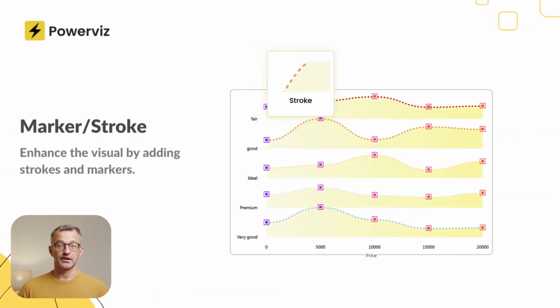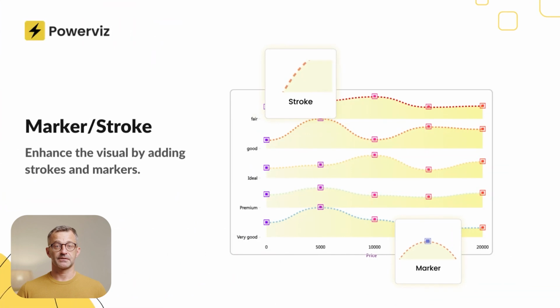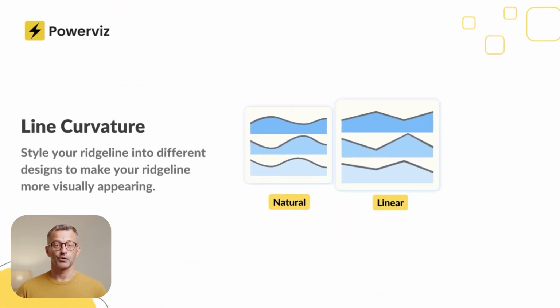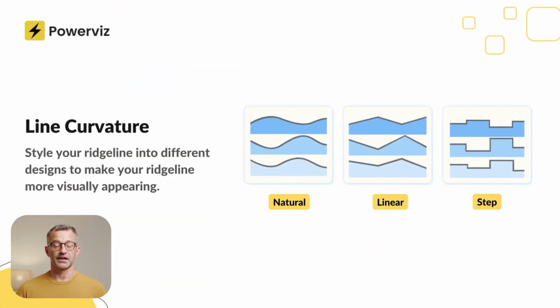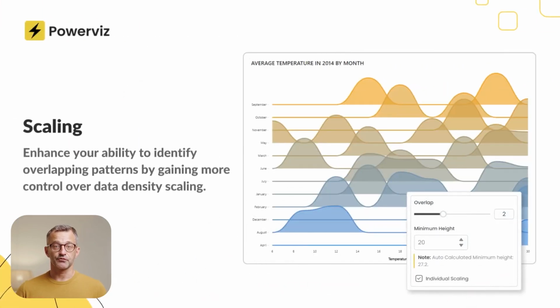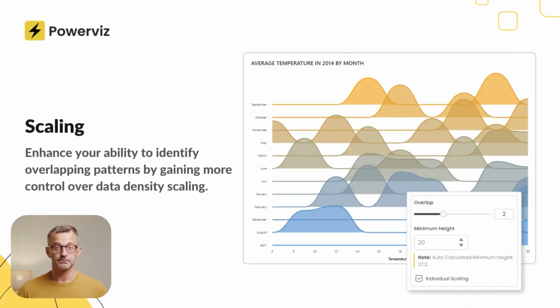Customize the ridgeline area, stroke, and markers with ease. Choose from natural, linear, or step curves to match the story you want to tell, all in just a few clicks. Fine-tune the overlap and scale of the ridges to control height and spacing. Whether you want tight layers or distinct peaks, the choice is yours, perfect for spotting outliers and comparing density.